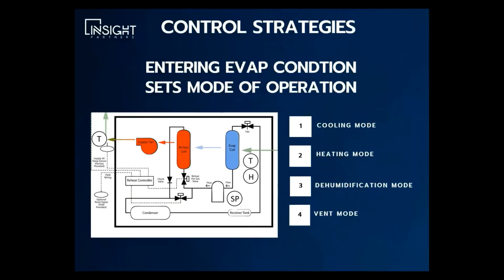So these machines have four modes of operation: cooling mode, heating mode, dehumidification mode, and vent mode. And we use the entering air conditions as sensed by a temperature and humidity sensor of the evaporator to determine which mode of operation we're going to be in.